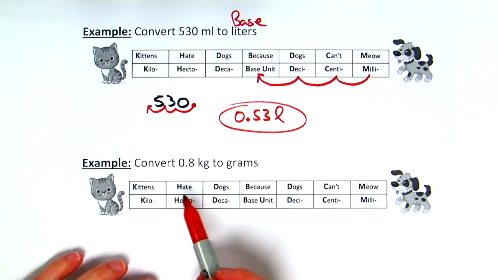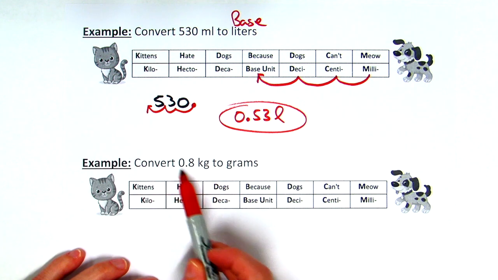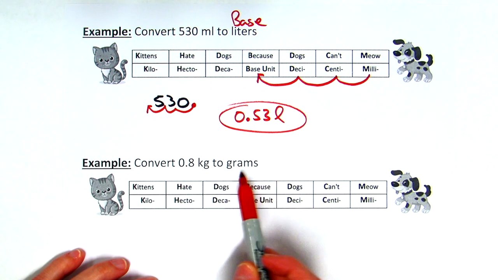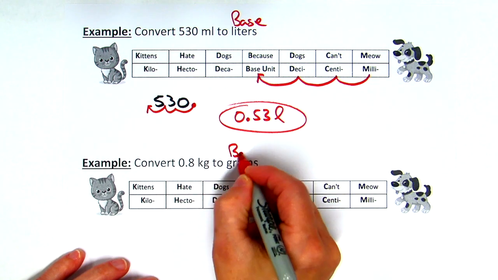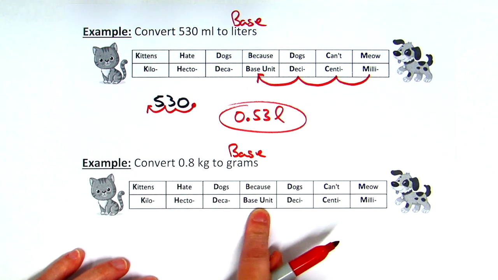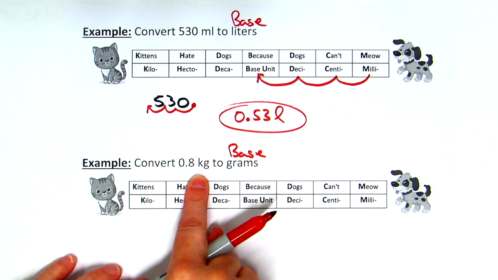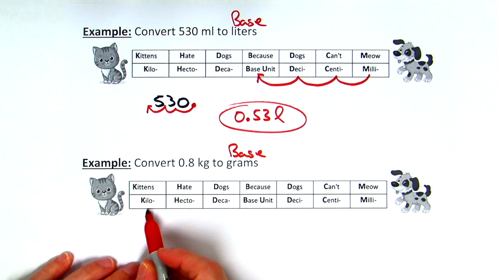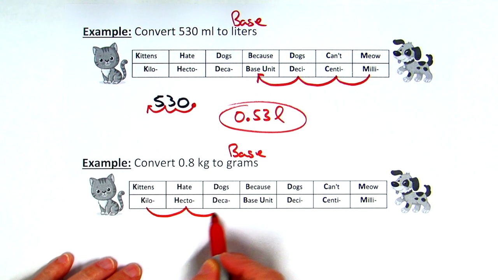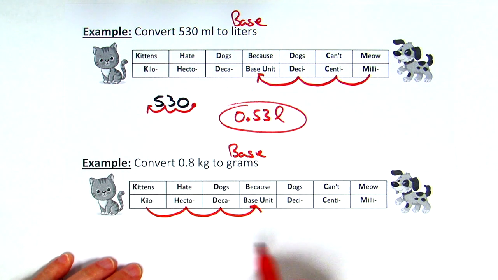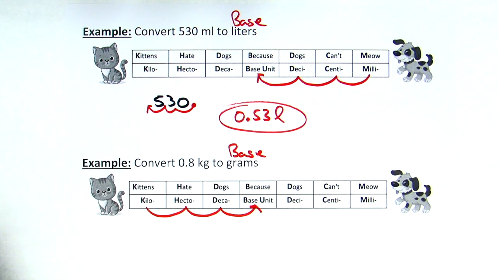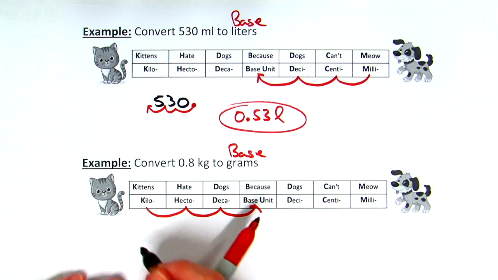All right, for a second example here, we're going to convert 0.8 kilograms to grams. Again, taking a look at this, grams is our base unit, so our base unit is right here. Kilogram, prefix kilo, is right here. So I'm going from kilograms to my base unit. So I'm going to count my hops. It's going to be 1, 2, 3 hops to the right. If I move 3 hops to the right in the chart, I'm going to move my decimal 3 places to the right.